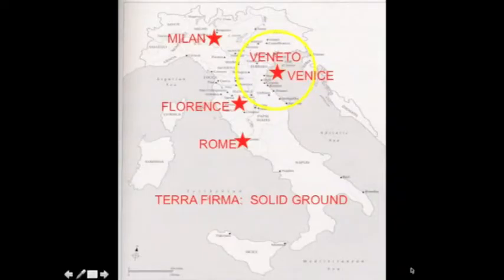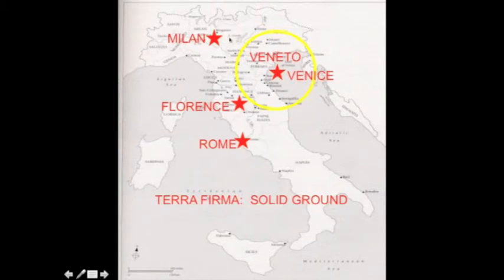Just wanted to show you a map of Italy in case you've completely forgotten what it looks like. And the answer is boot. Venice is up here in this northern corner of Italy. And the yellow circle loosely represents an area called Veneto, which is the terra firma, the solid ground surrounding Venice. And Venice, of course, is this little mush pile over here floating on artificial ground and surrounded by water.